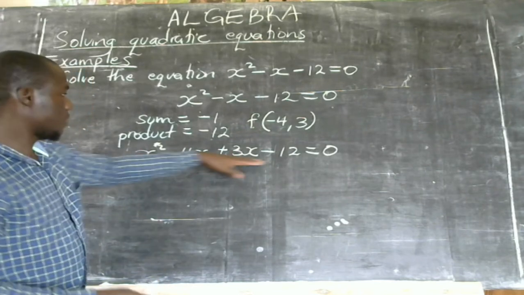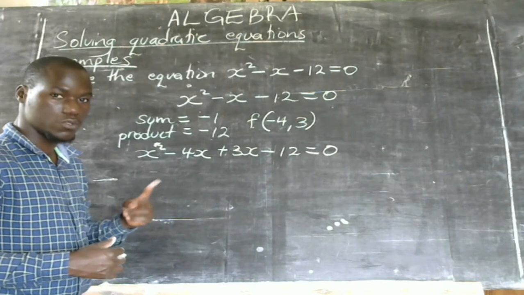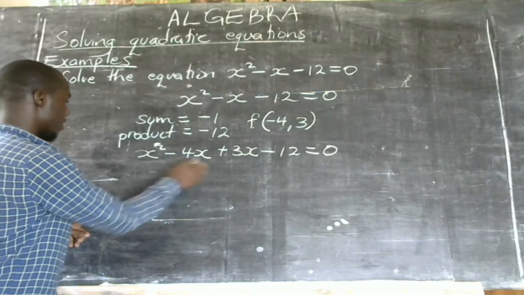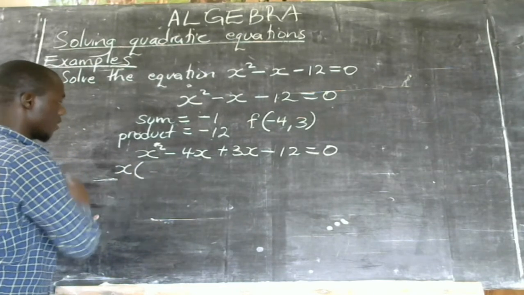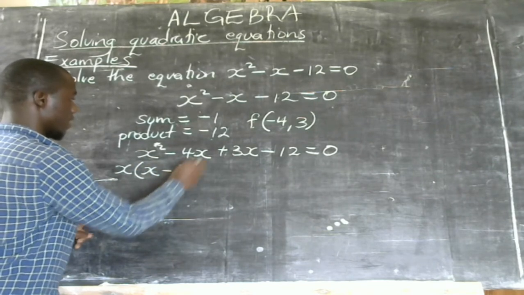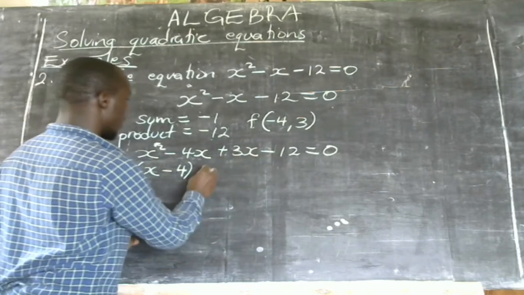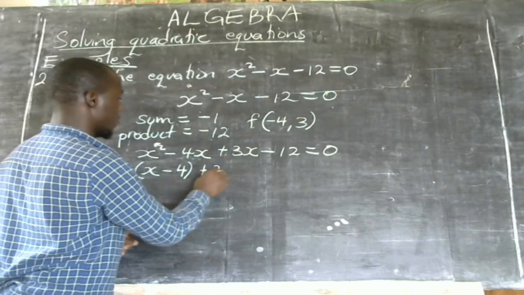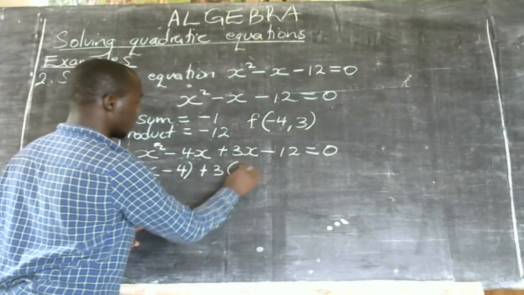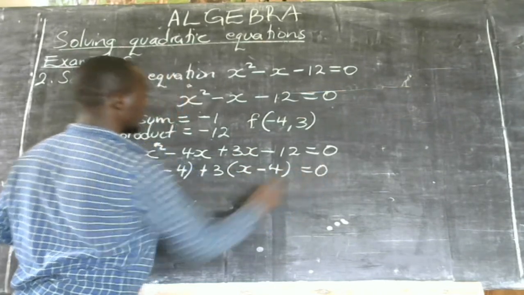I have 4 terms on the left hand side, so I'm going to factorize 2. So these 2 here, x is common. Here I'll be left with x minus 4, because the x has gone. Then here I'm having a positive 3 into x minus 4 is equal to 0.